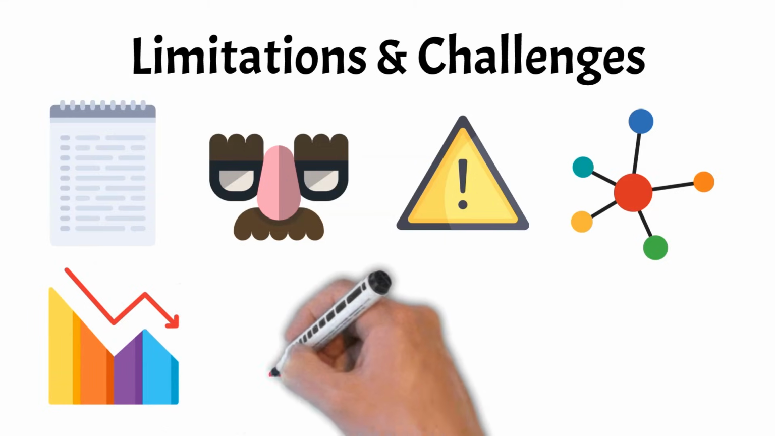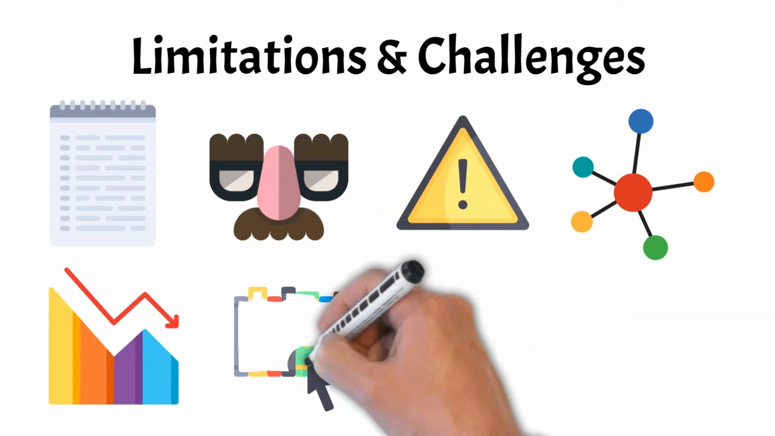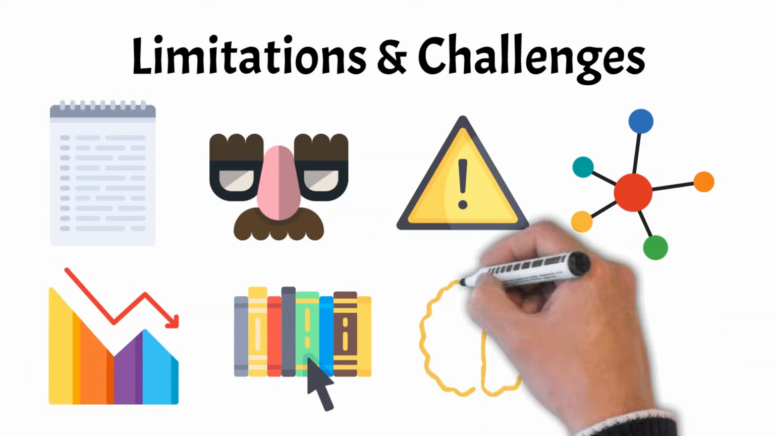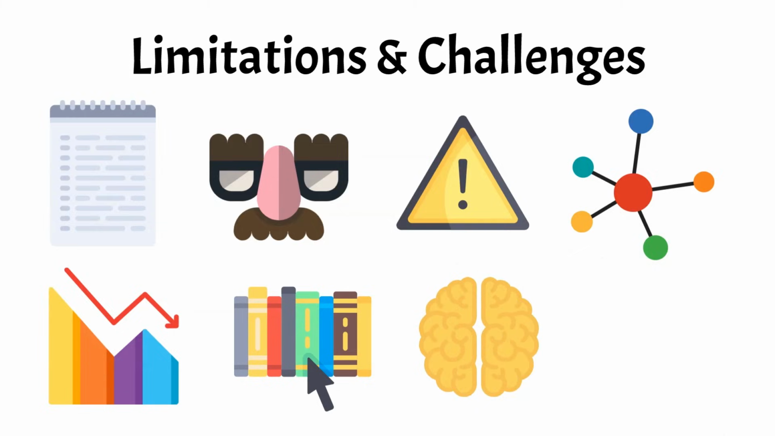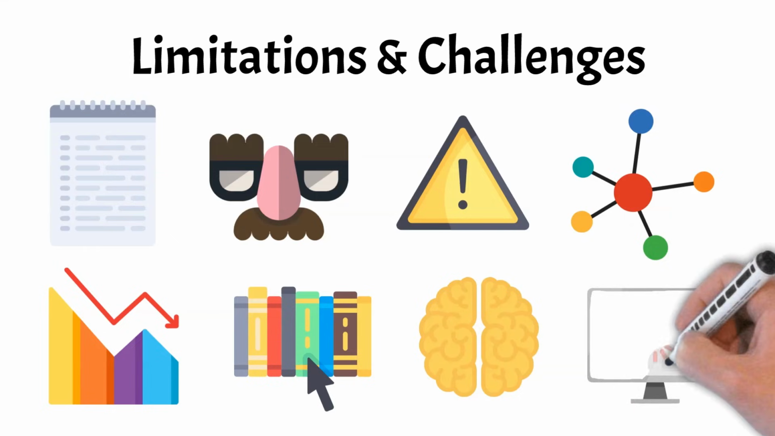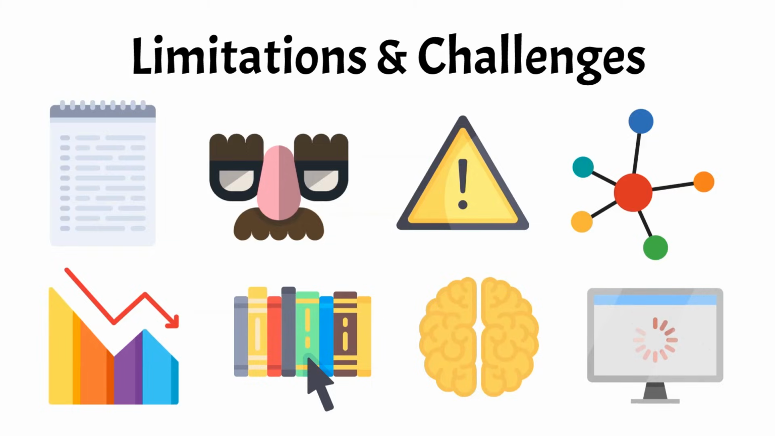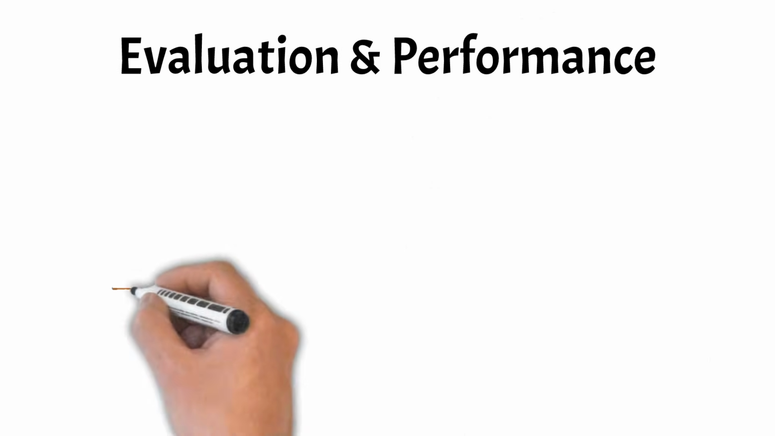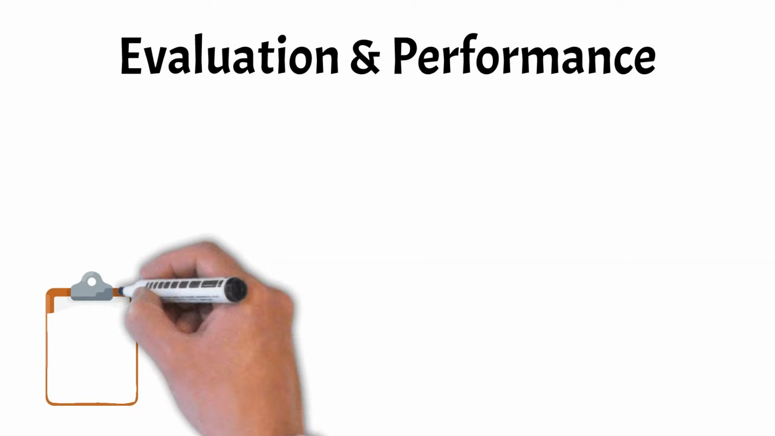LLMs also rely entirely on the data they were trained on, inheriting its gaps, biases, and outdated information. Some questions simply fall outside what the model has ever seen. Finally, running these systems requires massive computation, which introduces delays, costs, and performance trade-offs. These challenges don't diminish what LLMs can do, but they help set realistic expectations about where they shine and where they still struggle. To understand how well an LLM performs, researchers evaluate it across several dimensions.